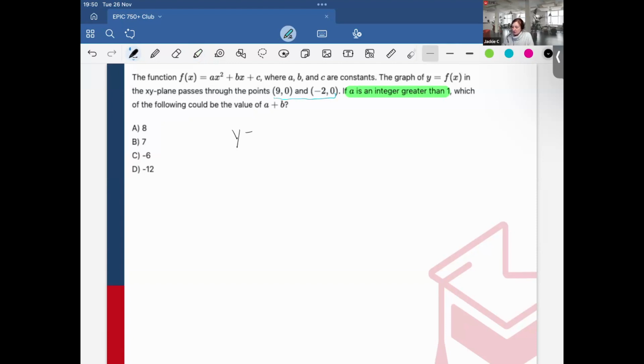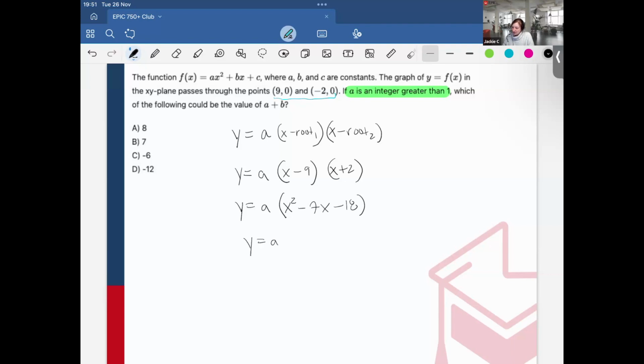Okay, so I can use roots form, which is, friendly reminder, a times x minus root 1, x minus root 2, to derive our quadratic equation. So here, this would be x minus 9, and this would be x plus 2. Let's go ahead and expand those brackets. So this would just be x squared minus 7x minus 18, and then I go ahead and distribute the a to everything. So ax squared minus 7ax minus 18a.